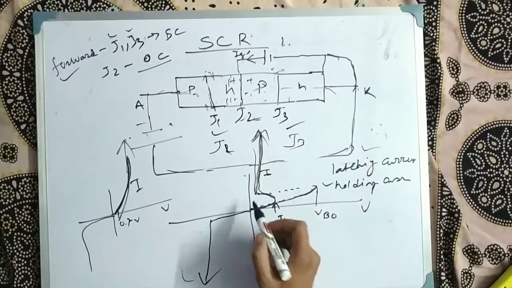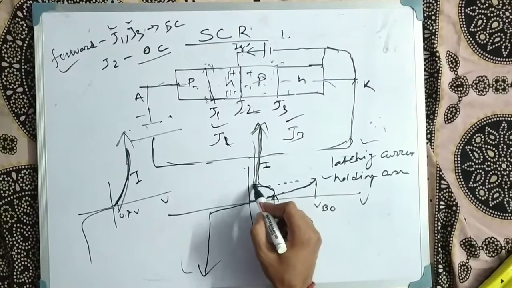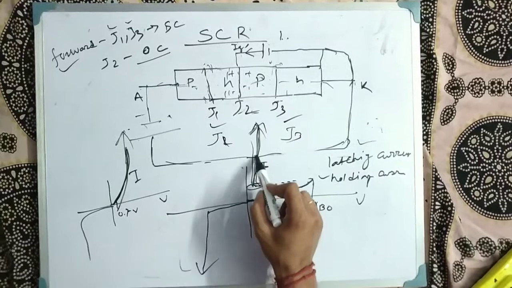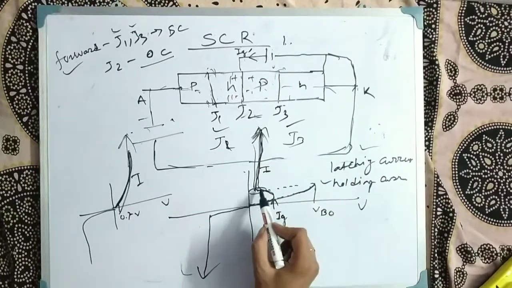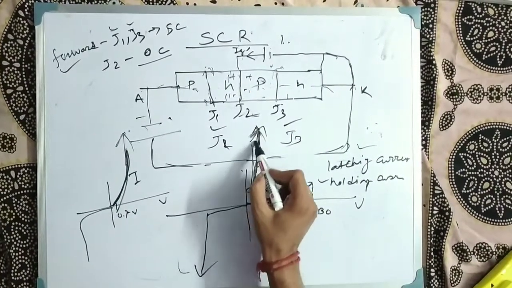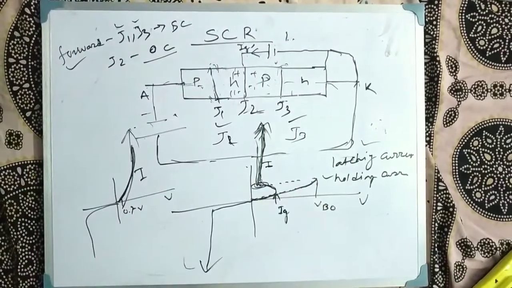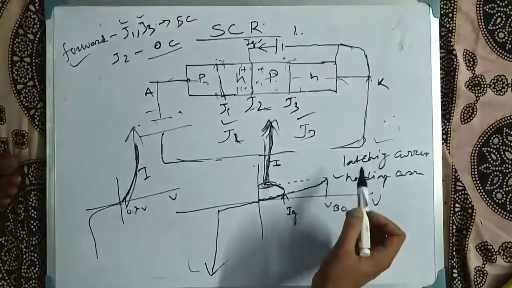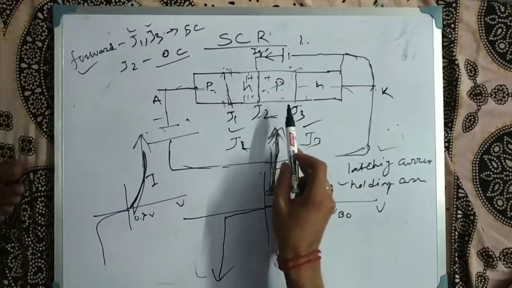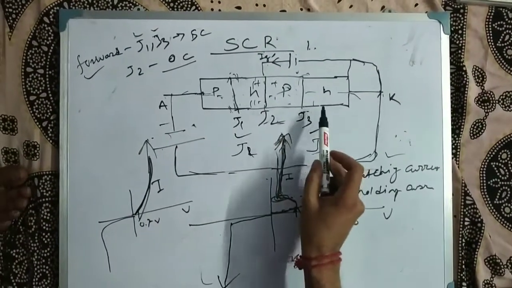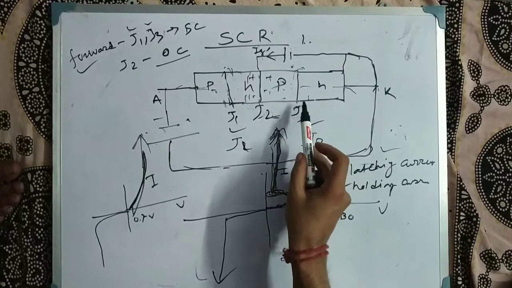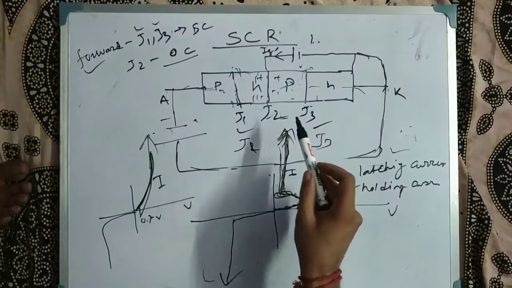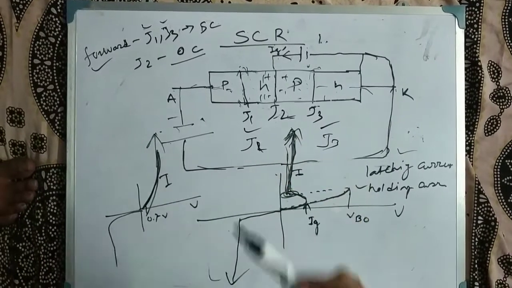So this is the latching current. Here we can see that with the minimum amount of current, the SCR is conducting. From this point, the SCR acts with its normal behavior. But holding current is the minimum amount of current below which the SCR will stop.